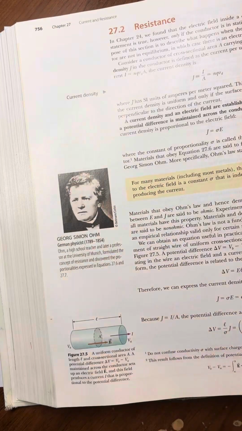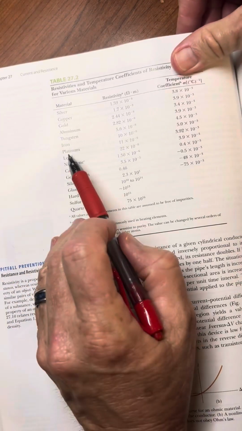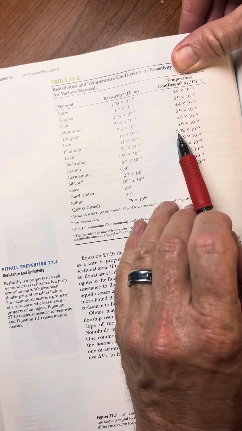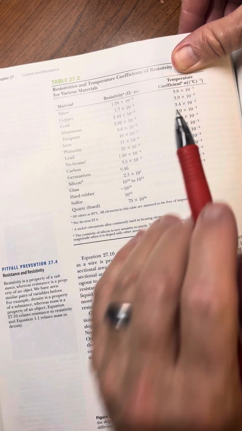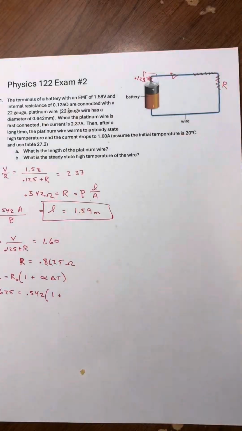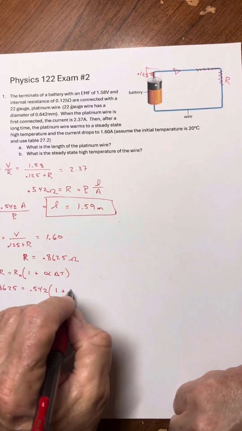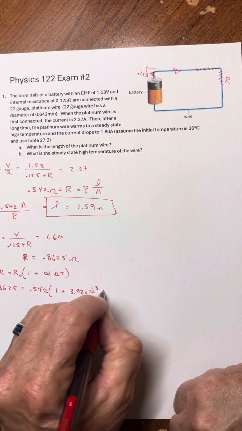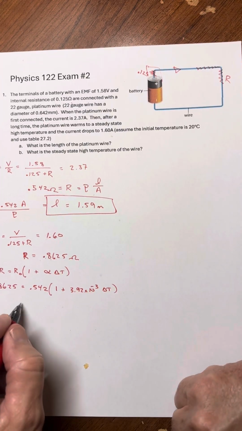And back to table 2. Here it is. And look at the platinum. And it looks like it's a 3.92 times 10 to the minus 3. So 3.92 times 10 to the minus 3, and then a delta T.